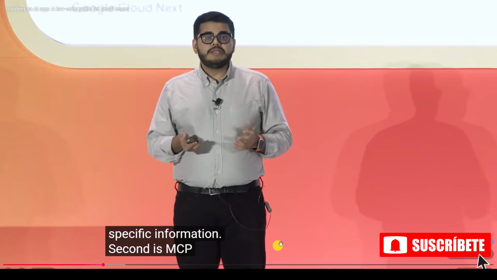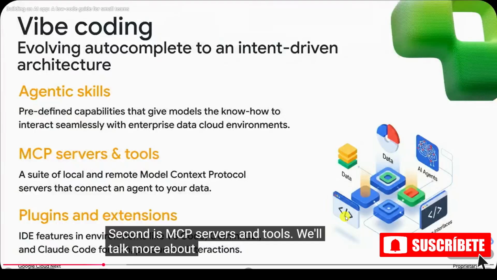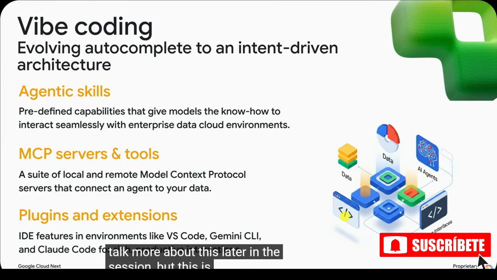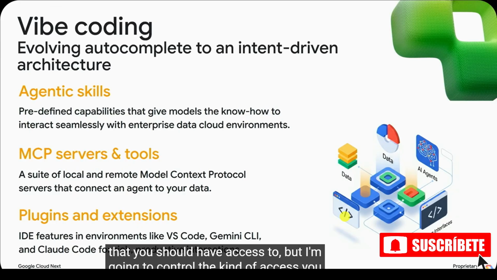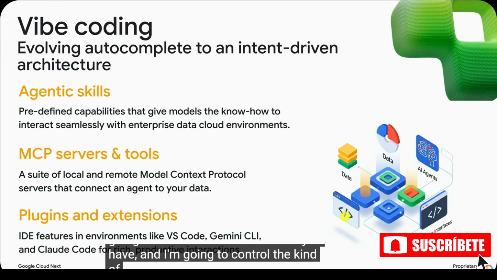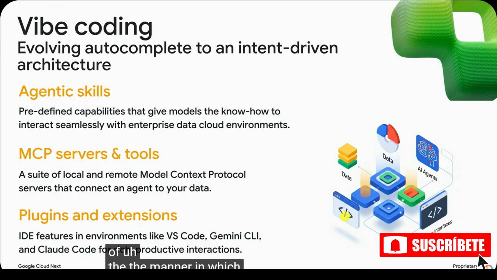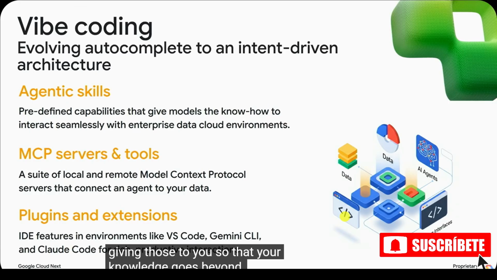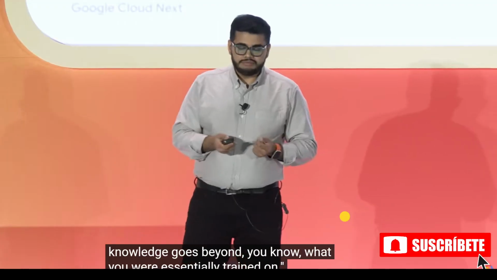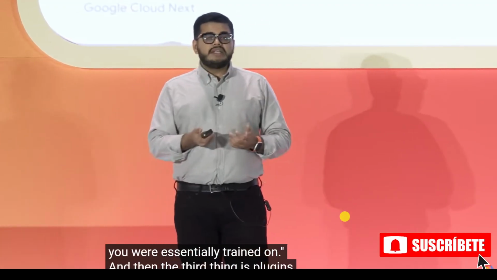Second is MCP servers and tools. We'll talk more about this later in the session, but this is essentially your way of telling the agent, here is an application or here is a data store that you should have access to, but I'm going to control the kind of access you have and the manner in which you interact with these services. I'm giving those to you so that your knowledge goes beyond what you were essentially trained on. And then the third thing is plugins and extensions.